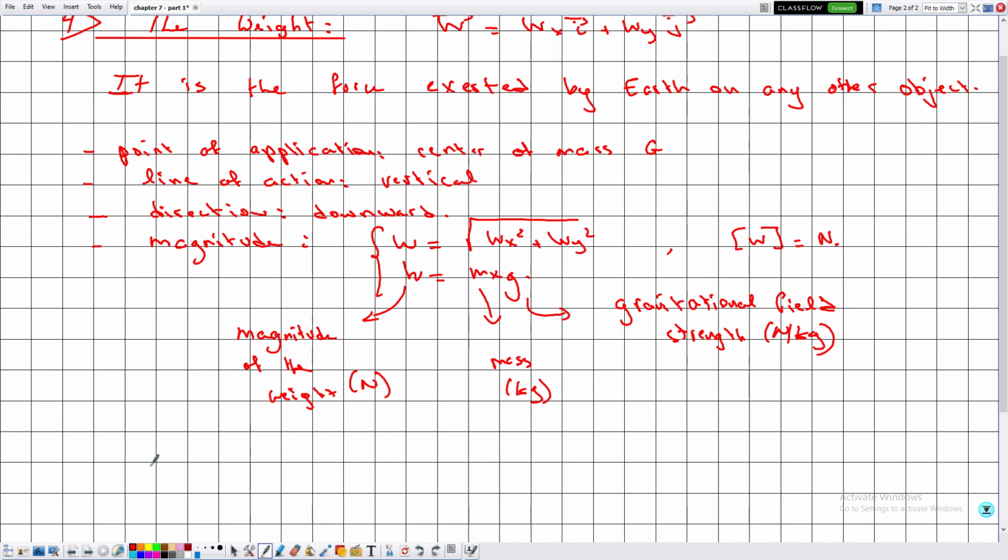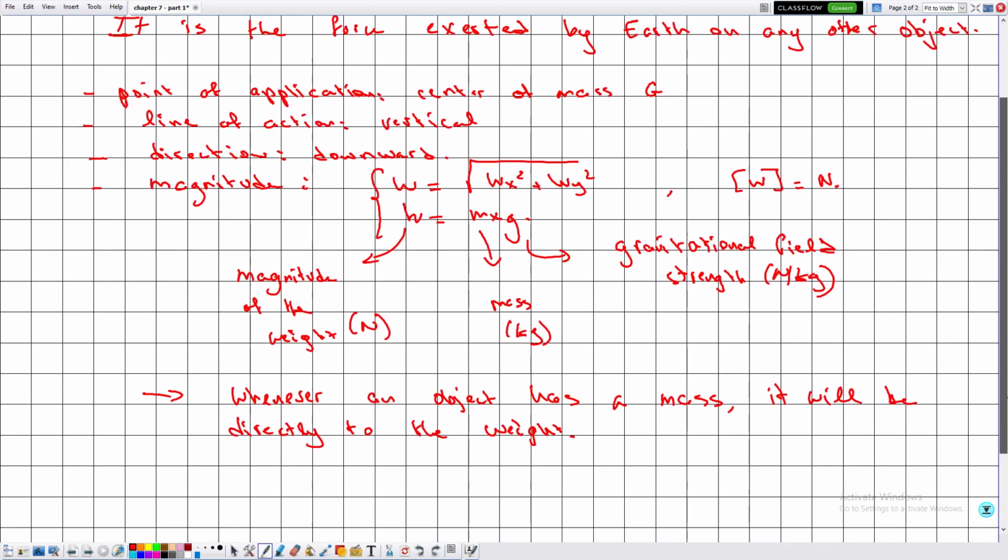So, considering the following important remark: whenever an object has a mass, it will be directly subjected to the weight, which is the force exerted by the Earth on this object.